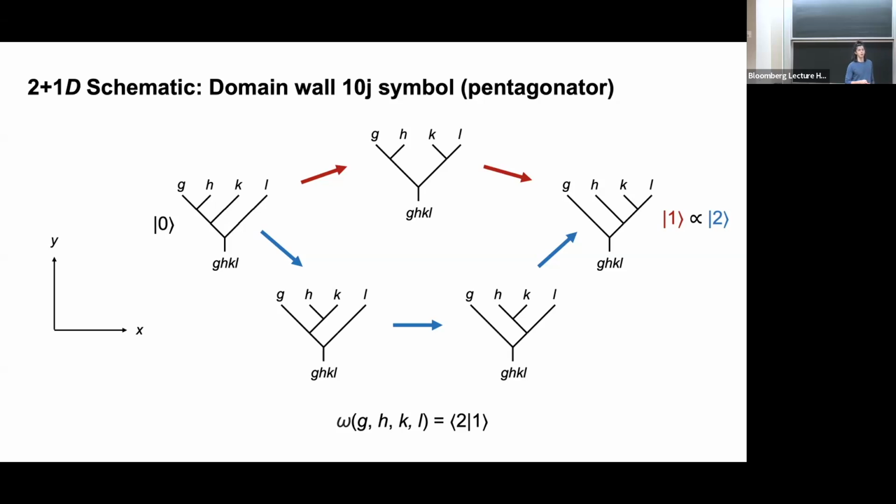So why do you have to consider fusion of 4 domain walls here? Why not 3? Well, the very short answer is that we need something that's a function of 4 group elements to define a 4-cocycle. Basically this is how it's done, by looking at these two distinct processes.